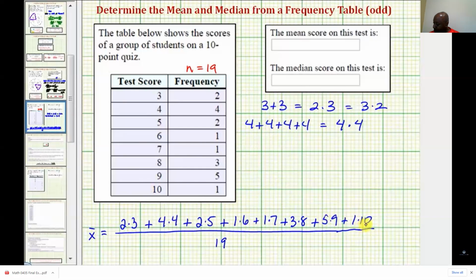The sum of these products would give us the sum of all 19 data values. And now let's go to the calculator to determine the mean.